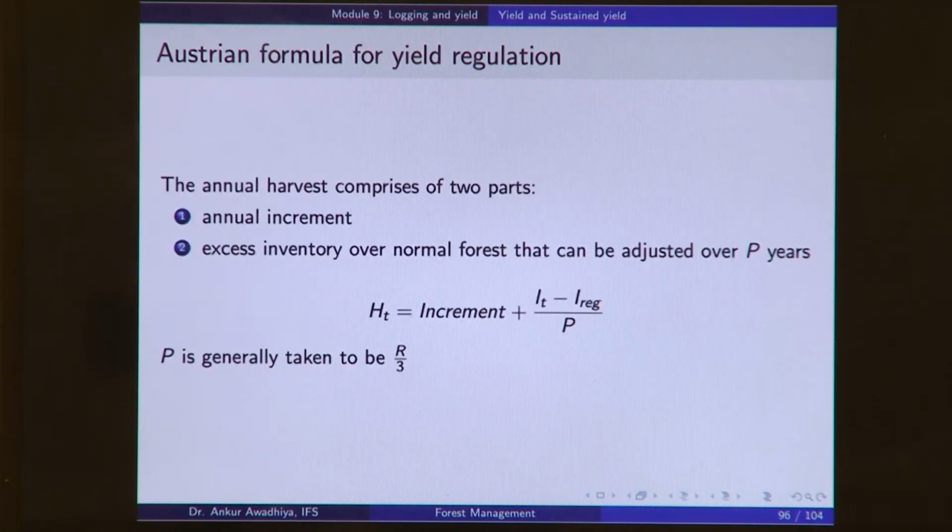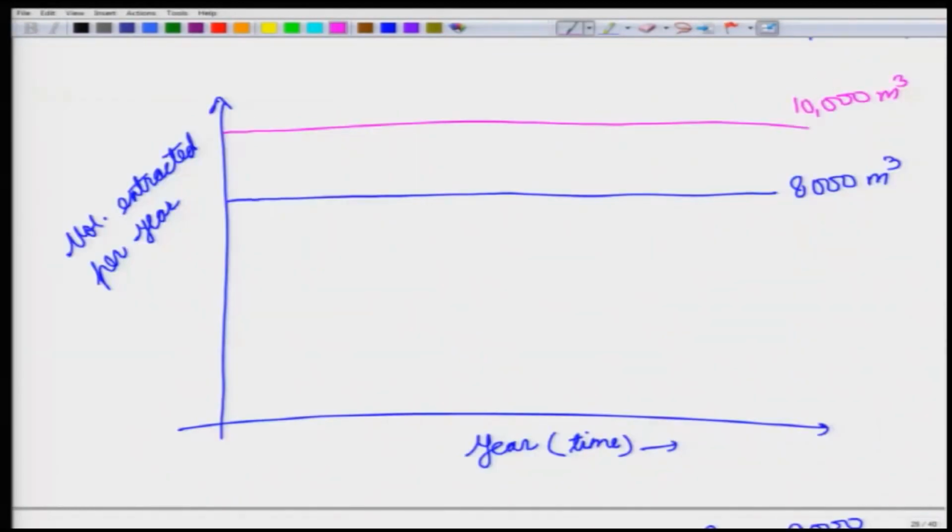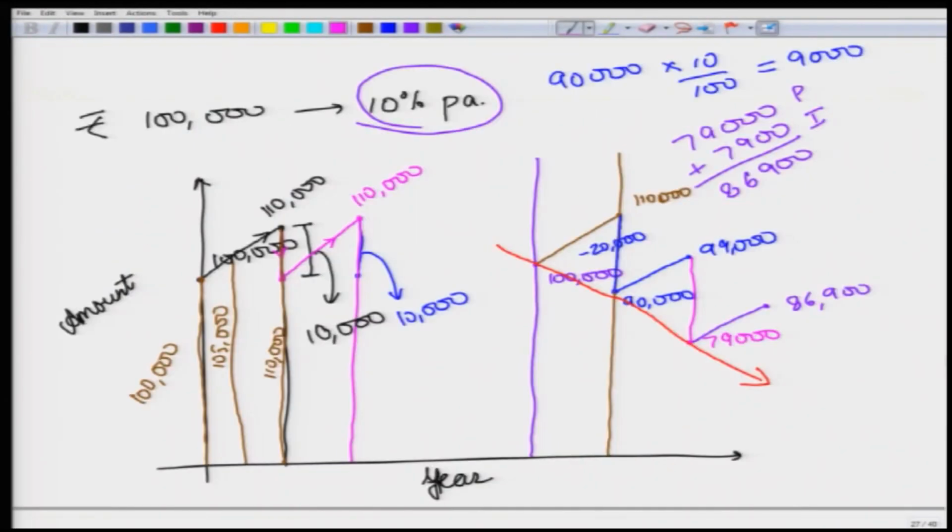Another method of yield regulation is the Austrian formula. Now, the Austrian formula says that if you consider any forest, and your forest is not an ideal forest, your forest is putting up a natural increment every year, and whatever increment it is putting up is something that you can very easily extract. So, essentially coming back to our example of the bank, the increment that you are getting every year, which is 10,000 rupees, is something that you can very easily extract from the bank.